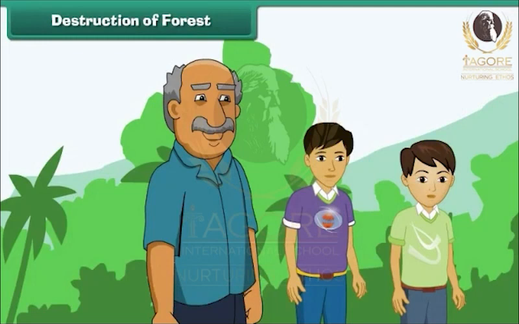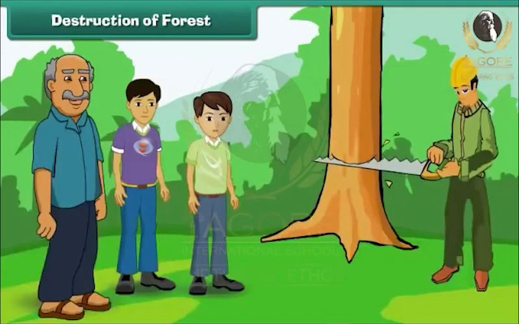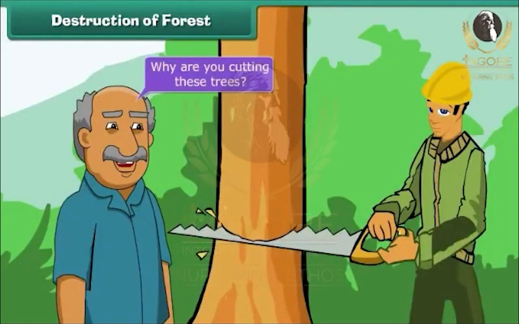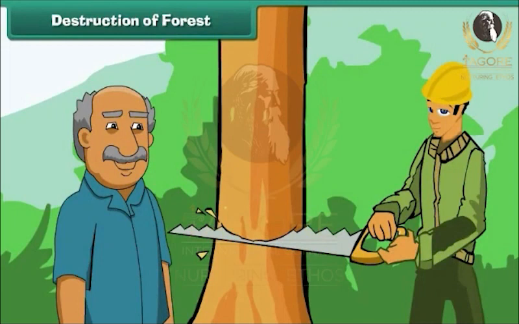Destruction of forest. When Shyam, Ram and their uncle reached the other end of the forest, they saw some people were cutting the trees. Why are you cutting these trees? We have to grow paddy in this land.